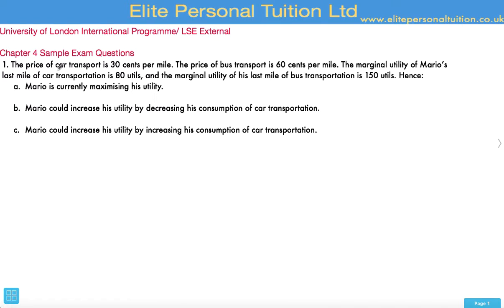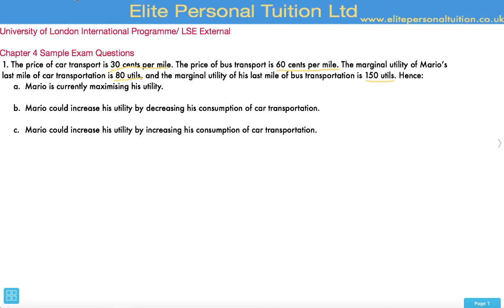So, the price of car transport is currently 30 cents per mile. The price of bus transport, 60 cents per mile. The marginal utility of Mario's last mile of car transport is 80 utils. And the marginal utility of his last mile of bus transportation is 150 utils. So what we'll do is we'll go through and we'll systematically eliminate the incorrect answers and arrive at a correct answer.